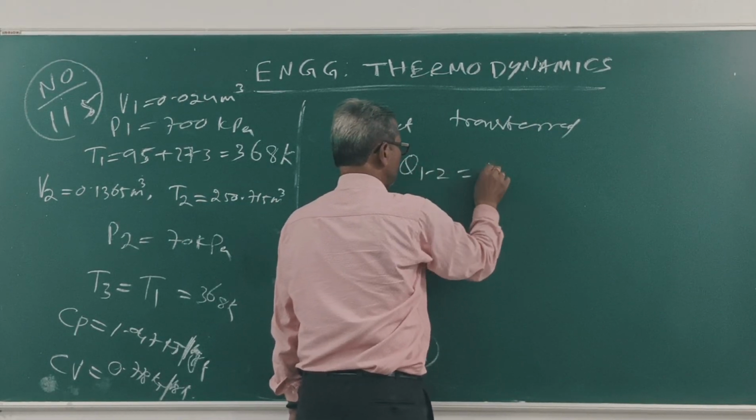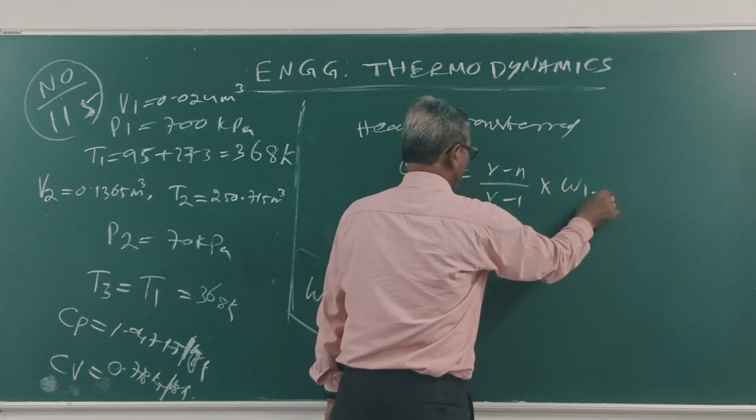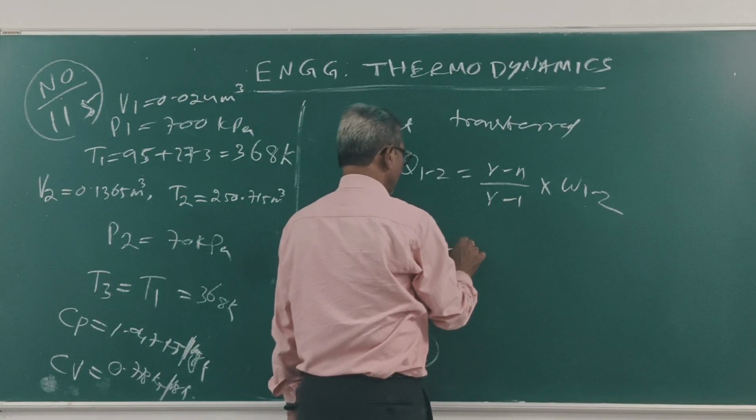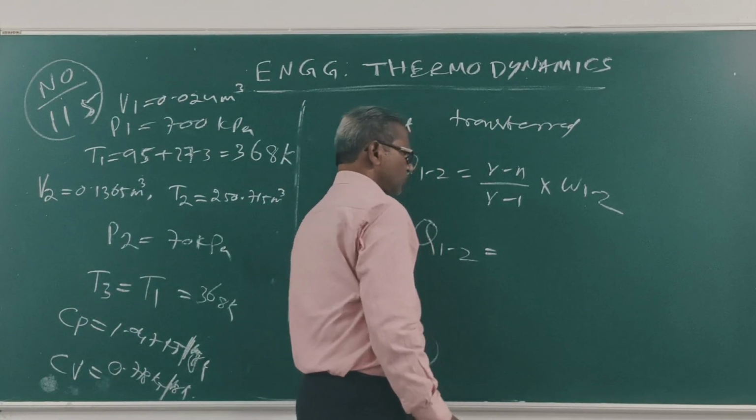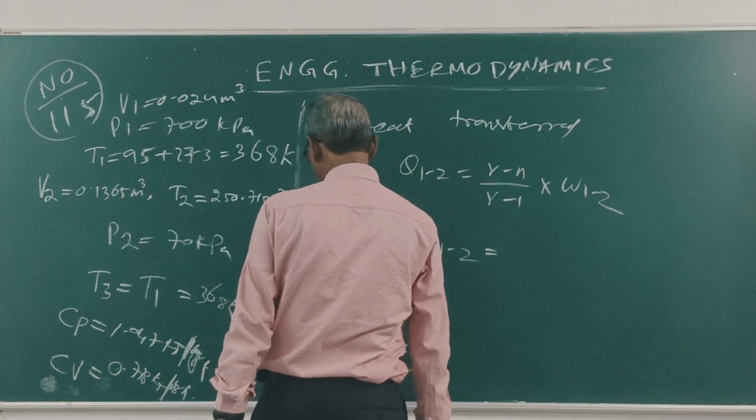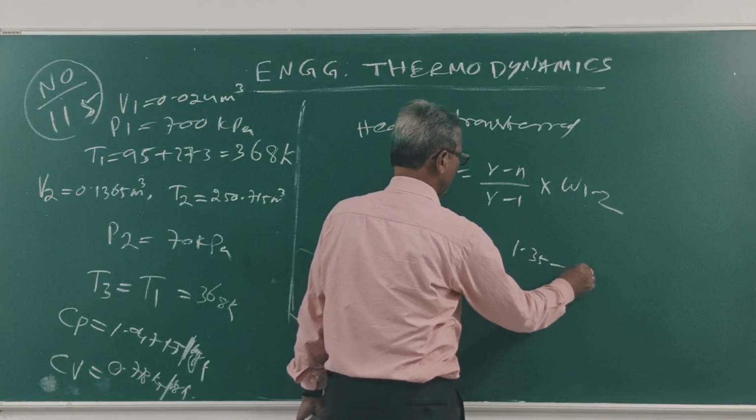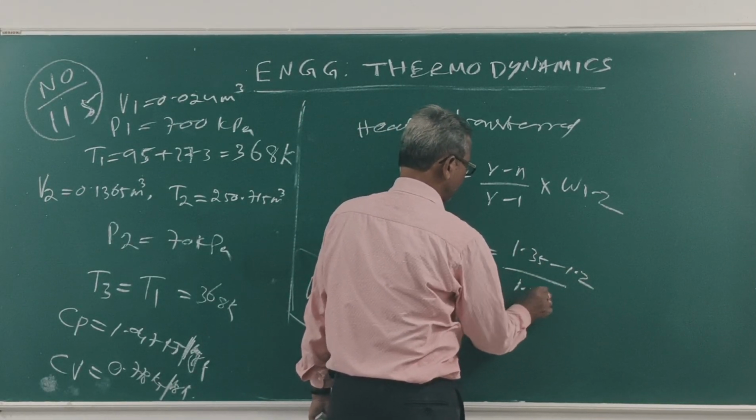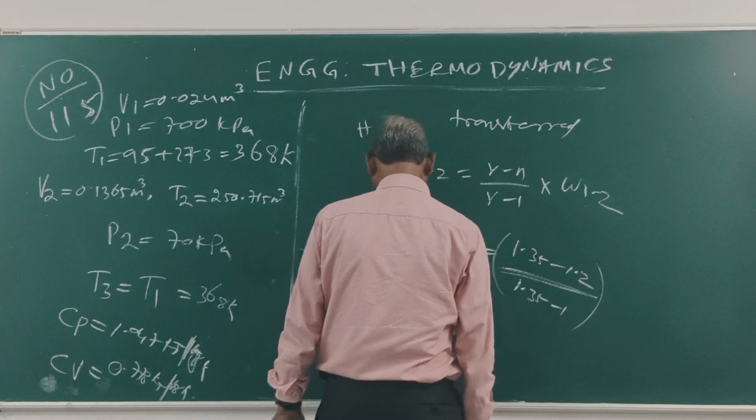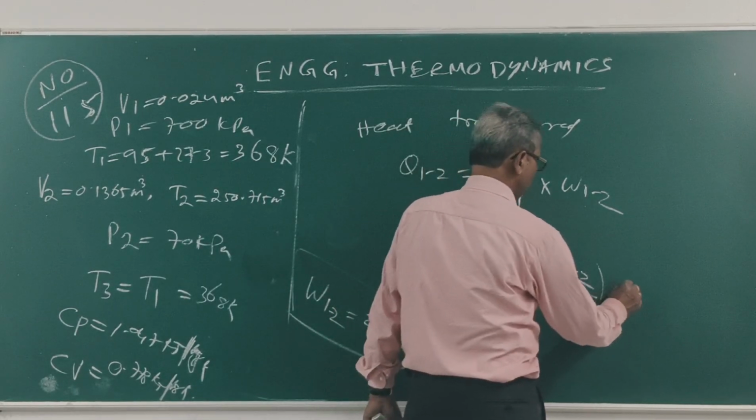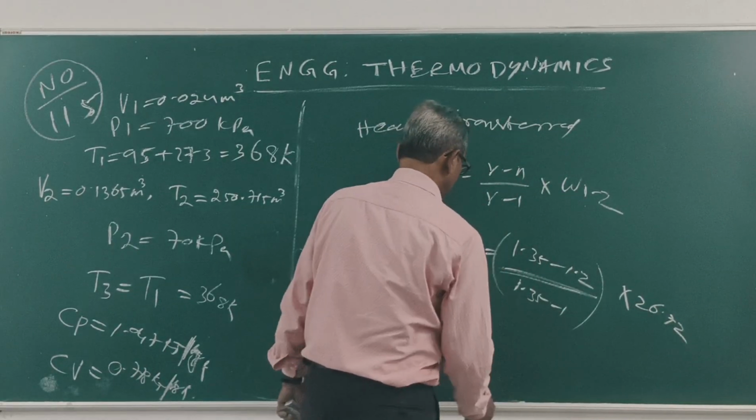Q12 is equal to gamma minus gamma1 into W12. Clear? What is gamma? Gamma is 1.35 minus 1.2, divided by 1.35 minus 1. What is W12? W12 is 26.72. Clear? Q12.